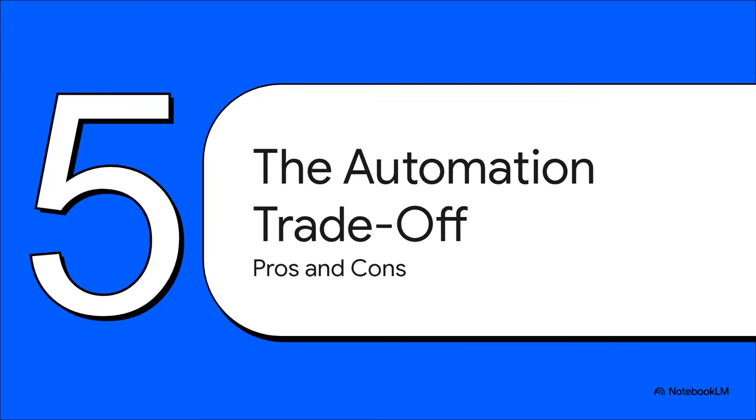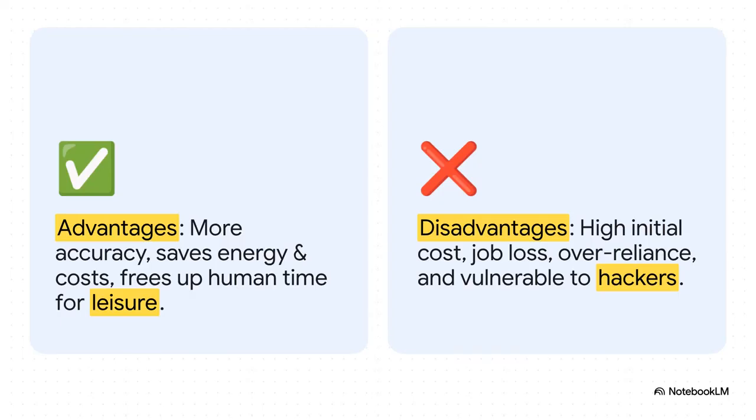But, and you knew there was a but coming, like any powerful technology, there are trade-offs we really need to consider. On the one hand, no doubt about it, these systems are way more accurate and efficient than a person could ever be, saving us time, energy, and money. But then you look at the other side of the coin. There's the high initial cost to set them up, the potential for certain jobs to be displaced, and even our own growing dependency on them. I mean, what happens when the power goes out, or when these internet-connected systems become targets for hackers? The convenience we gain also comes with brand new vulnerabilities.